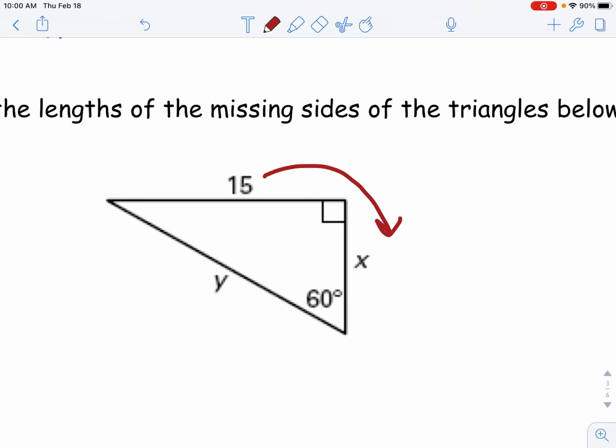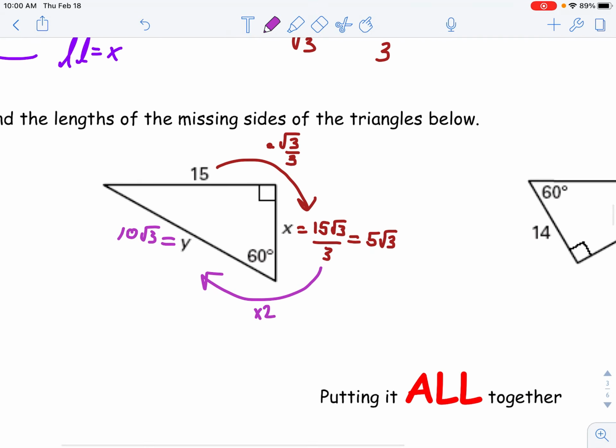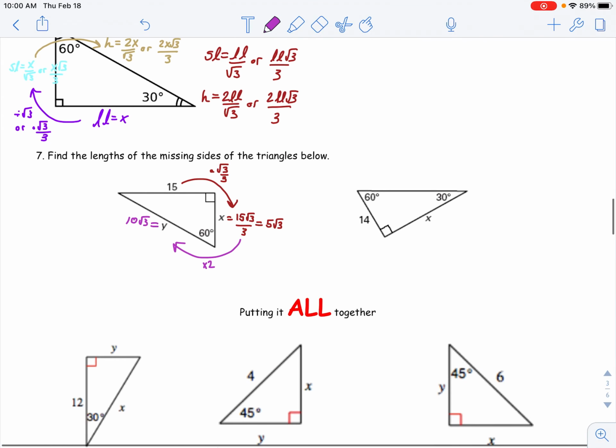In this case right here, since we have a whole number, there's no radical or nothing, I'm going to just multiply by radical 3 over 3 to find the short leg. So x is just going to equal 15 times radical 3 over 3, which is just 5 radical 3. Not bad at all. And then over here, to get to the hypotenuse, you're just going to times it by 2. So it's going to just be 10 radical 3. That's it.